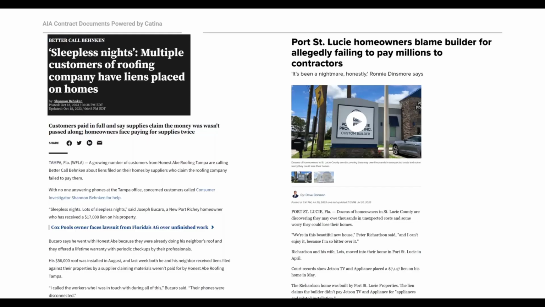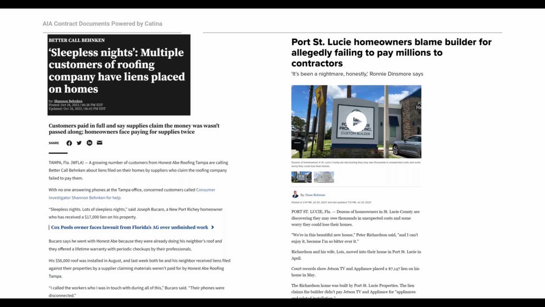But first, I want to set the stage by showing a few recent examples of mechanics lien claims gone wrong. These are two local news reports, and they both popped up on my phone over the last few months because they're in my area. I currently live in Tampa, Florida, and both of these are just from the last few months, and they are definitely issues that are pretty common from around where I'm at and also around the country.